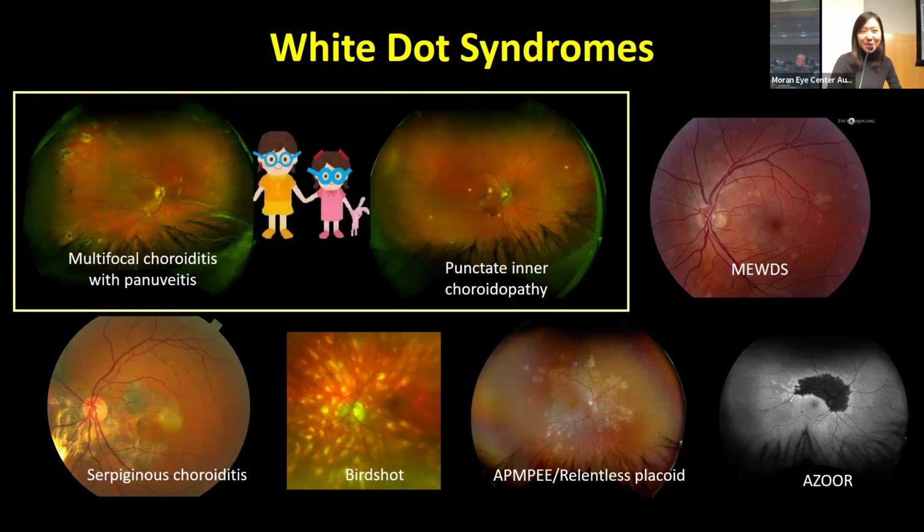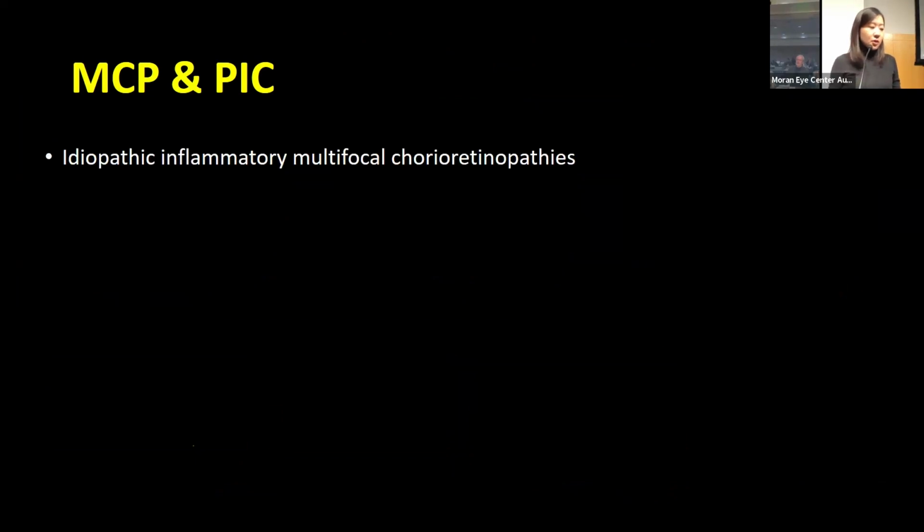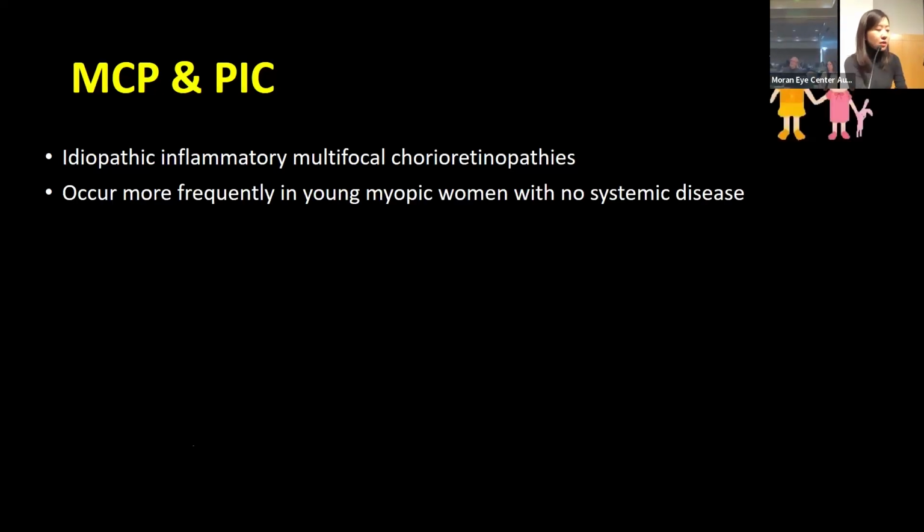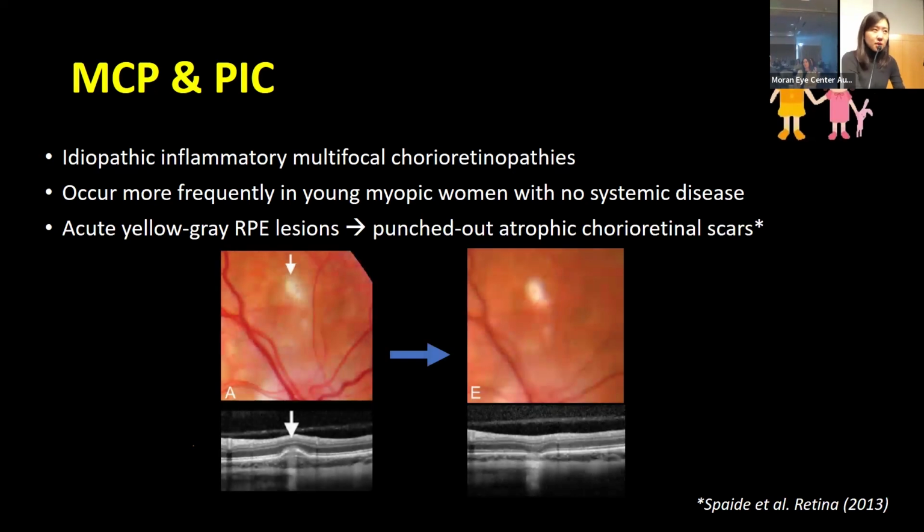I find it helpful to remember them as the white dot sisters, and I'll go into a little more detail later. But briefly, I wanted to give an overview of both conditions. Multifocal choroiditis with panuveitis and punctate inner choroidopathy are both idiopathic inflammatory multifocal chorioretinopathies. They both tend to occur more frequently in young myopic women with no direct associated underlying systemic disease. They present with acute onset of yellow-grayish sub-RPE lesions and later flatten out and turn into punched out atrophic chorioretinal scars.